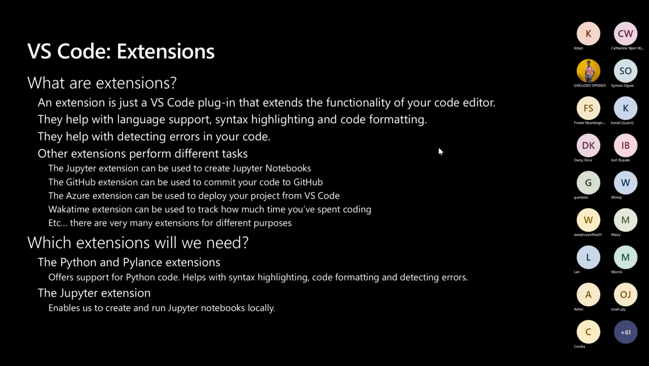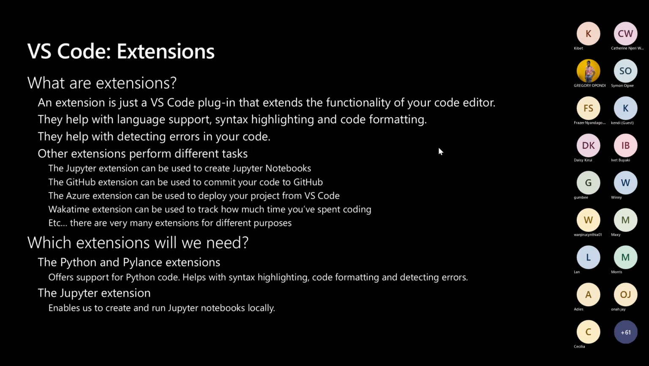Other extensions also perform different tasks. Like the Jupyter extension can be used to create Jupyter notebooks inside VS Code, because the normal way of creating and running Jupyter notebooks is usually a web-based version, so it opens in your browser. But with the Jupyter extension on VS Code, it's just going to open inside VS Code, locally. The GitHub extension can also be used to commit your code to GitHub. We also have an Azure extension that can be used to deploy projects from VS Code.